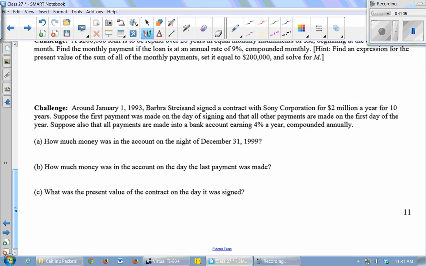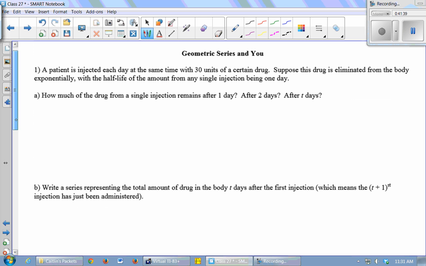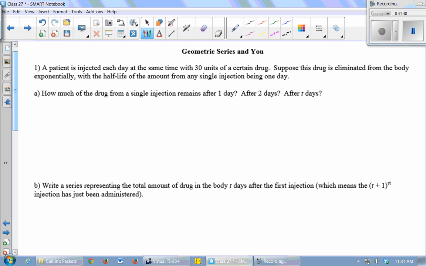All right, so now I have some things for you to try. Geometric series and you. We have one about taking a drug every day. So this is kind of similar to the caffeine example. And then there's another one about winning the lottery.